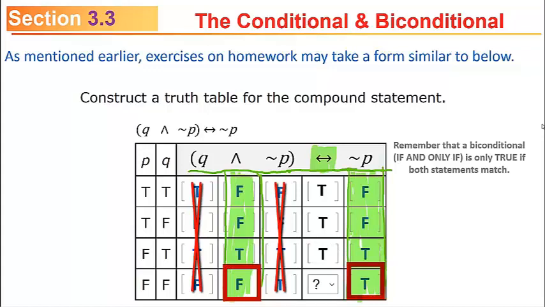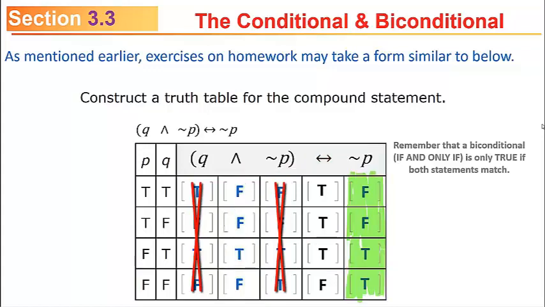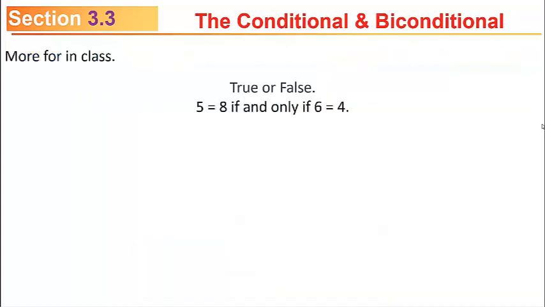The fourth case, false and true, they don't match. So the only false is the very last row. The others are true. And there's the truth table for the compound statement. Let's practice a few more things.